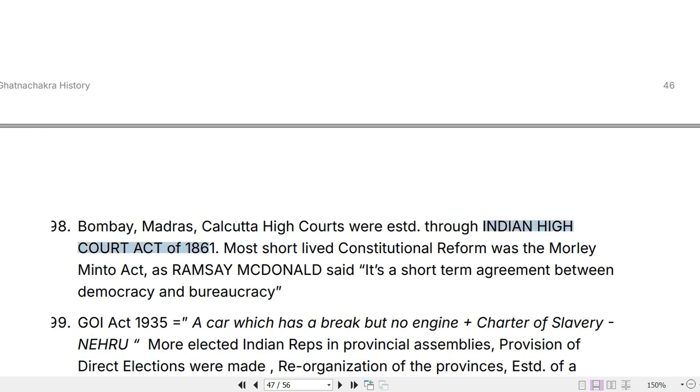Indian High Court Act of 1861, most short-lived constitutional reform was the Morley-Minto Act. As Ramsay MacDonald said, it's a short-term agreement between democracy and bureaucracy. I don't know for which reform did Ramsay MacDonald say that. इनका नाम हमने एक ही जगह पढ़ा है, communal award. तो आई थिंक उसी के लिए ये बोले होंगे, इट्स अ शॉर्ट टर्म अग्रीमेंट बिटवीन डेमोक्रेसी एंड ब्यूरोक्रेसी. बट अदरवाइज देखा जाए तो मोस्ट शॉर्ट लिव्ड कॉन्स्टिट्यूशनल रिफॉर्म वाज द मॉडल एक्ट और इंडियन हाई कोर्ट एक्ट 1861 के तहत बॉम्बे, मद्रास और कैलकाटा जो 3 प्रेसिडेंसीज में कोर्ट्स थी वो उनका गठन हुआ था.